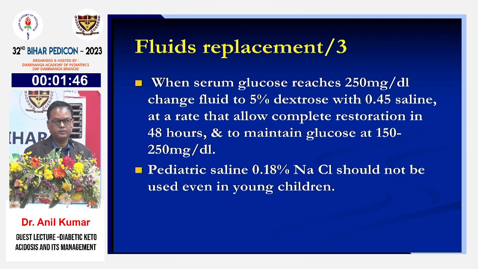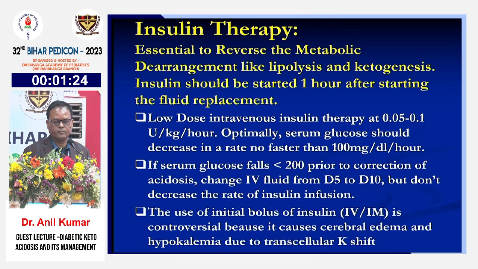Serum glucose is very important. When we start the insulin, the blood glucose will fall. If the blood glucose comes down to 250 mg per dl, then we will start 5% dextrose, as I have already said. Insulin therapy is very important. We will give a low dose of insulin, 0.05 units per kg. If serum glucose falls to 100, we will start D5. We will not give a bolus dose of insulin, because that will cause very rapid decrease of osmolality, and there will be a chance of cerebral edema.